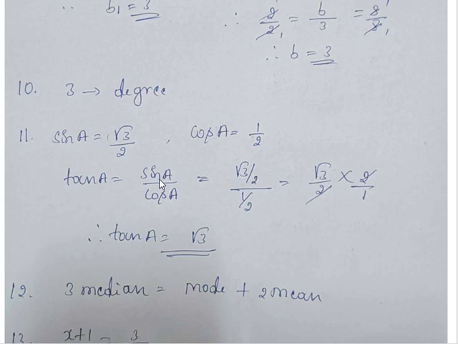So tan A is equals to sin A by cos A. Sin A, what they have given, you substitute here: root 3 by 2 divided by cos A, which is 1 by 2. So root 3 by 2 into, if you take this 1 by 2 to the numerator, it becomes 2 by 1. So here the 2 gets cancelled. Root 3 by 1 is root 3. Therefore, tan A is equals to root 3.